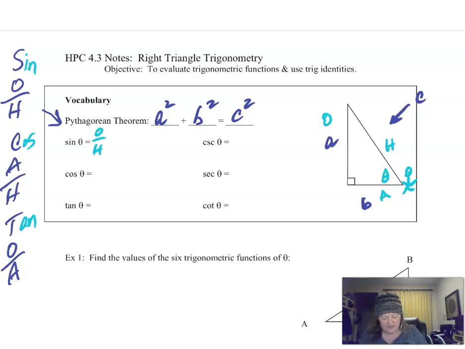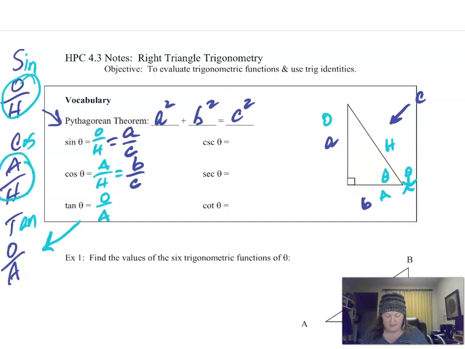Using the darker letters, O over H would be A over C. Cosine would be A over H, and looking at our picture and where I'm standing, A over H would be B over C. Lastly, tangent is O over A. I'm getting them from looking over here and reminding myself that if it's a sine problem, I'm doing O over H. If it's a cosine problem, I'm giving the fraction A over H. And if I'm doing a tangent problem, I'm giving them O over A. So for tangent, O over A is A over B.